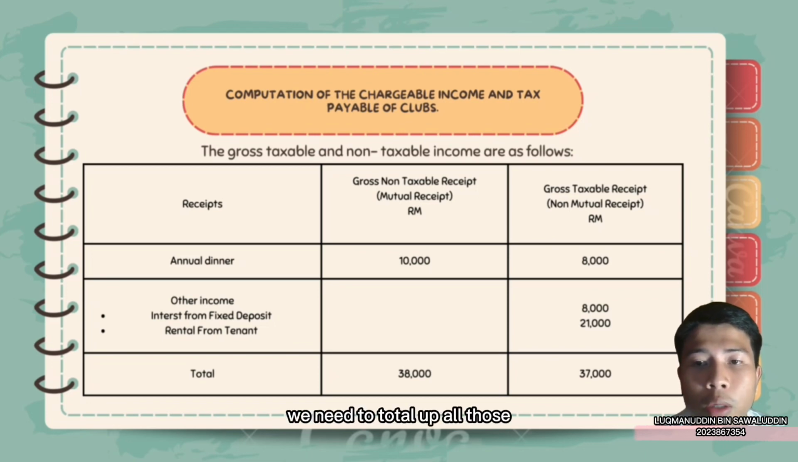And for the last one, we need to total up all those revenues for gross non-taxable receipt and gross taxable receipt. For the gross non-taxable receipt, we get an amount of 38,000 ringgit, and for the gross taxable receipt, we get a sum of 37,000 ringgit.